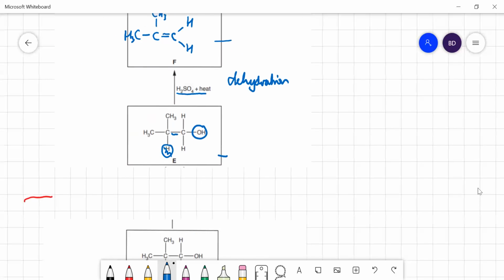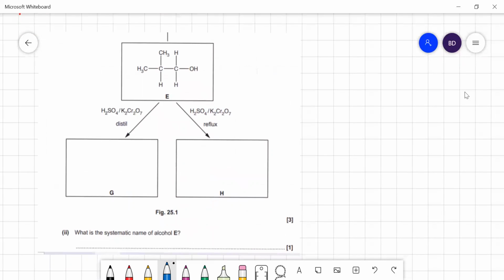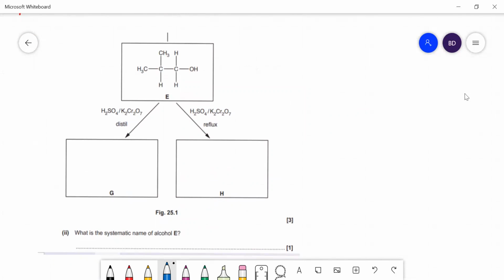Okay, now I copied this again because there's not enough room. Now what's going to happen here, right? We're going to react the alcohol both times with potassium dichromate in acid solution, and you're going to get an oxidation reaction there. But if you distill it, now this is a primary alcohol, and remember, a primary alcohol, if you oxidize it first of all, you get an aldehyde.